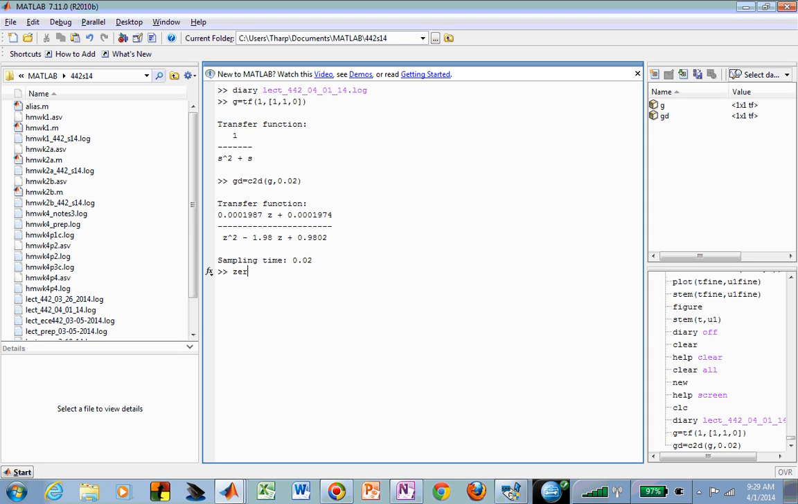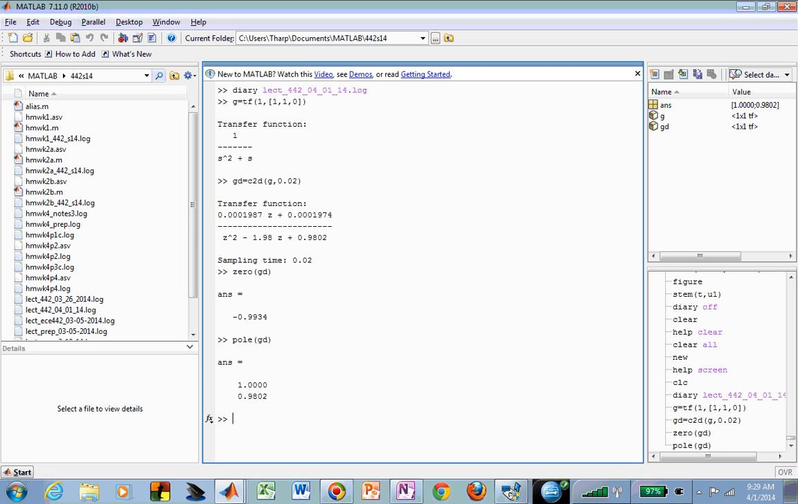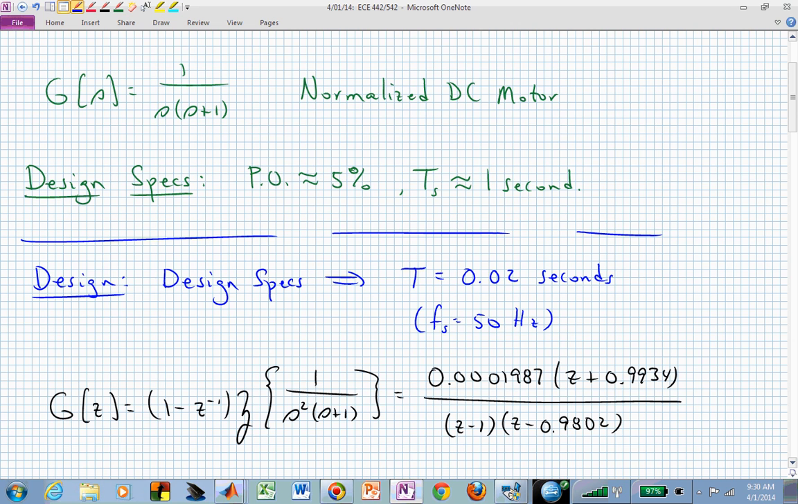If we didn't know what those were from inspection, we could ask where the zeros are. We have one at a Z value on the real axis of minus 0.9934, and our poles are at 1 and 0.9802 on the positive real axis. There is now our system, capital G of Z.